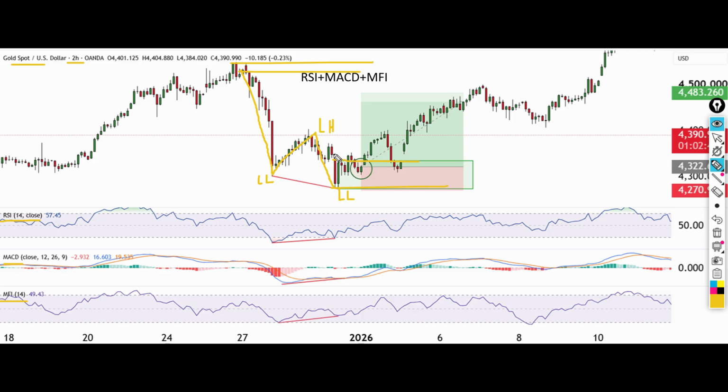We can see the reversal pattern here. This is called a bullish reversal pattern. It is a bullish harami pattern.